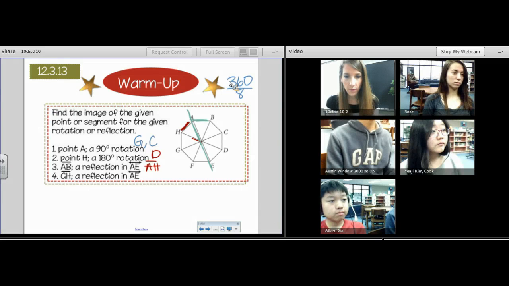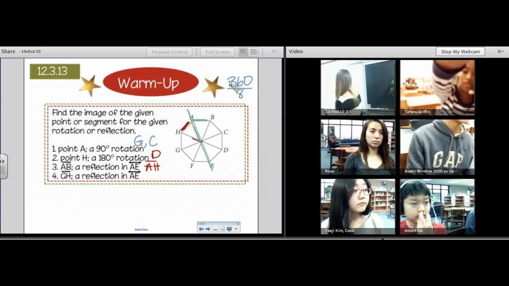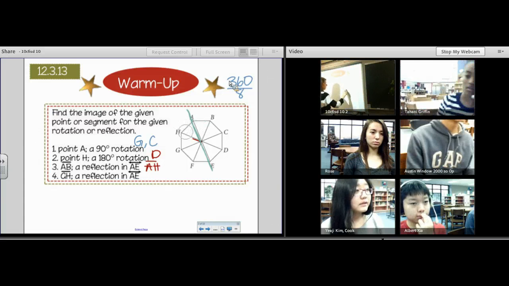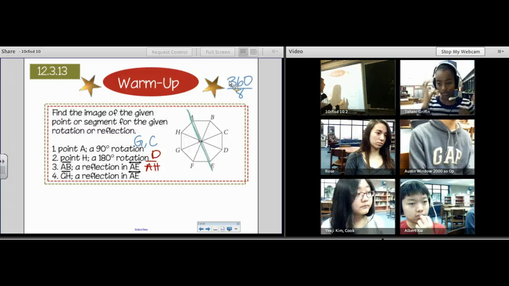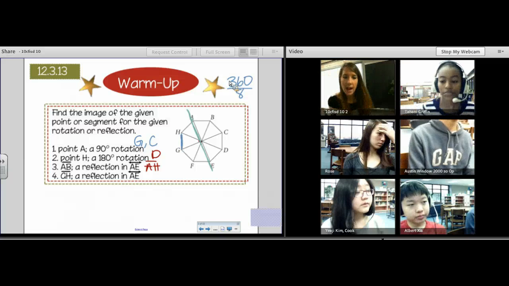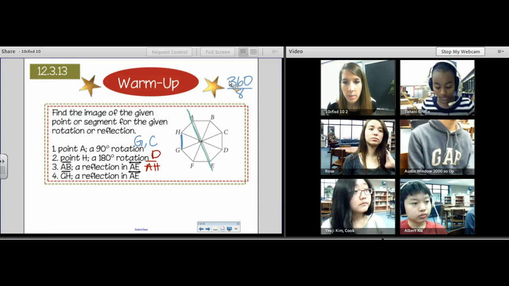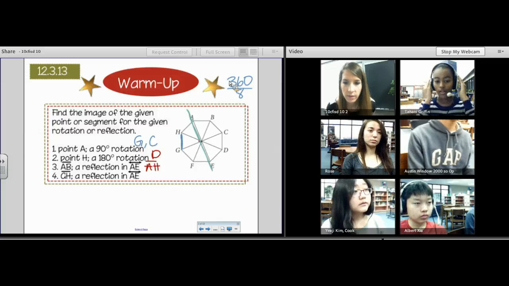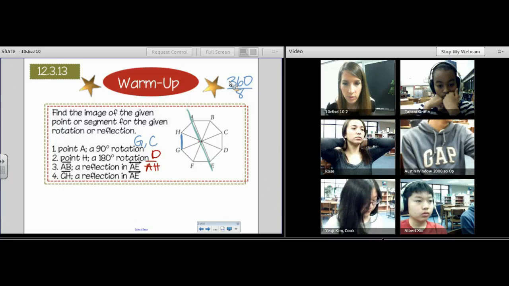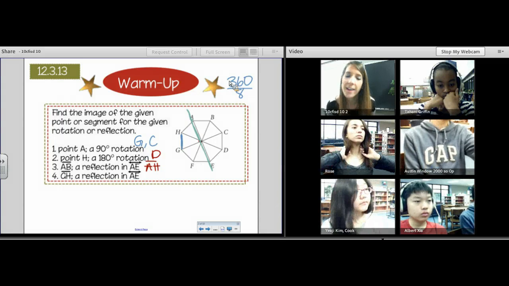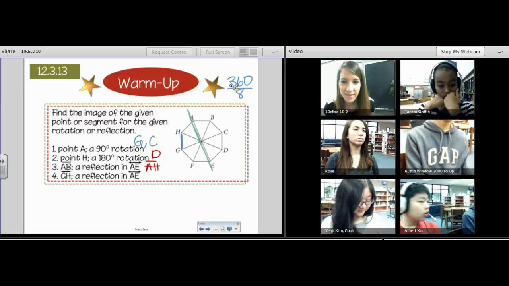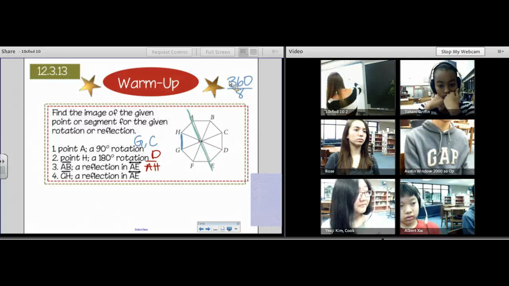GH, a reflection in AE. So, same line of reflection, but now we want to reflect GH. And be careful because a lot of people answer CD. But the answer is not CD. That is a really common mistake, so that's why this warm-up is really important. What is the answer? You're supposed to let Austin correct it. Okay. Yes, the answer is CB.